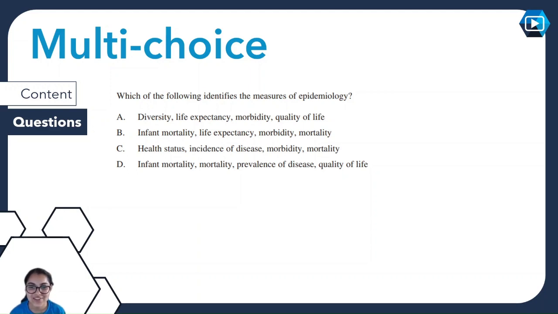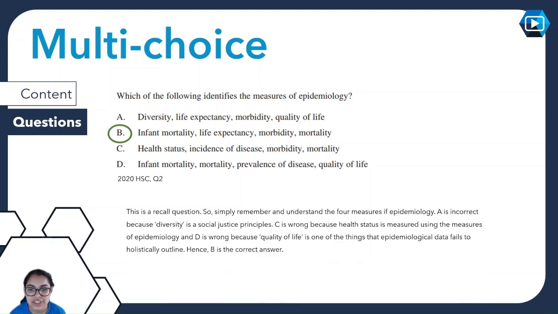So health status, incidence of disease, morbidity, mortality. Again, we know that incidence of disease is a measure of morbidity, but morbidity includes both prevalence and incidence of disease. And health status is something that's been measured through the measures of epidemiology. Therefore, we can eliminate C, and then D we can also eliminate because we've just got one element of morbidity here, so just the prevalence, and then quality of life, as we said, is not explained through epidemiological data. And so therefore, the answer here is B. So this question, a simple recall question, and B is the correct answer.